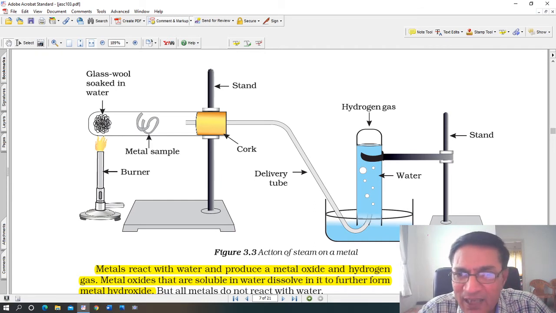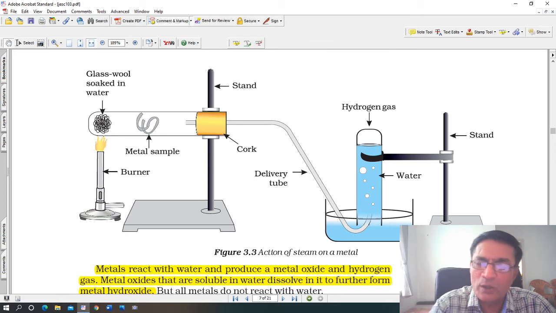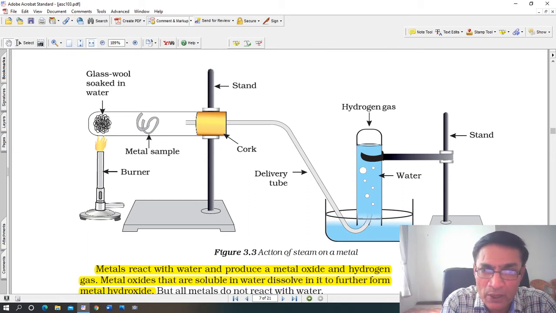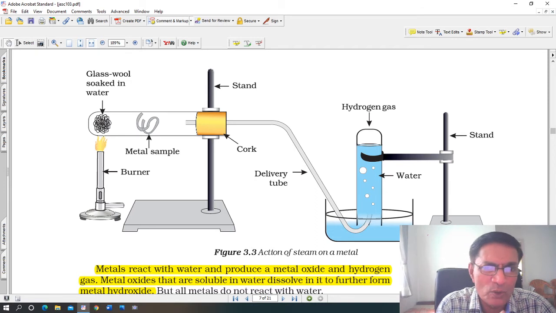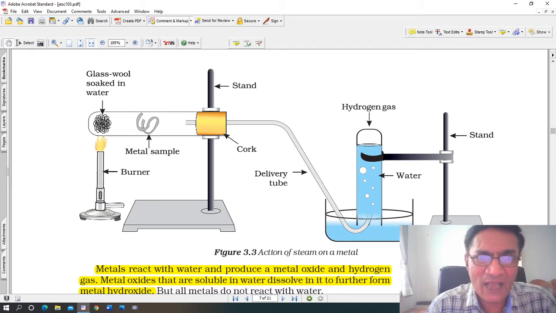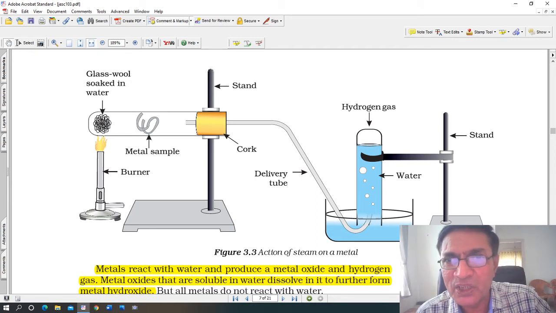फिर एक हार्ड ग्लास टेस्ट ट्यूब होता है, उसमें एक कॉर्क लगा देते हैं, and there is a delivery tube. Now the metal is heated, any metal sample like copper. Okay, कॉपर को ले सकते हो, आयरन को ले सकते हो, कोई भी सैंपल ऑफ अ मेटल. ग्लास वूल सोक्ड इन वाटर ताकि उसमें से स्टीम निकले.